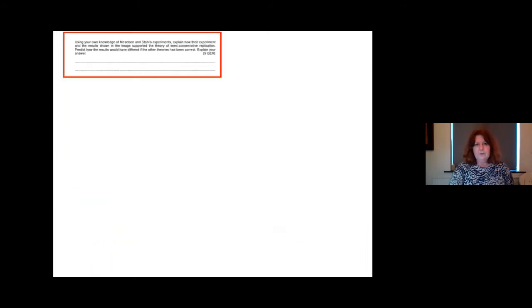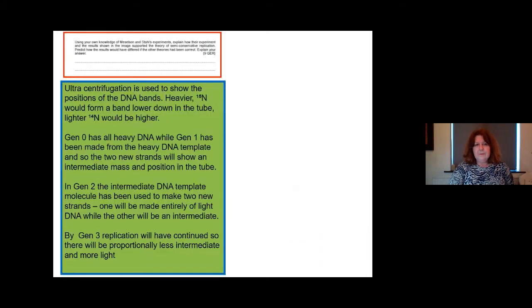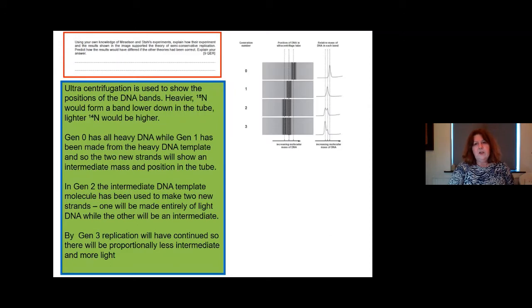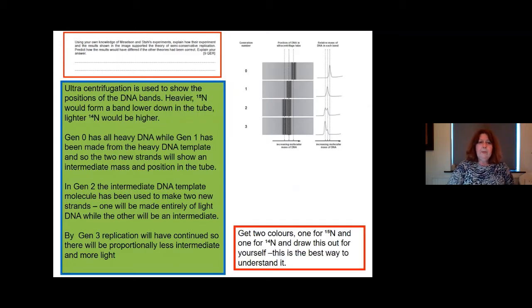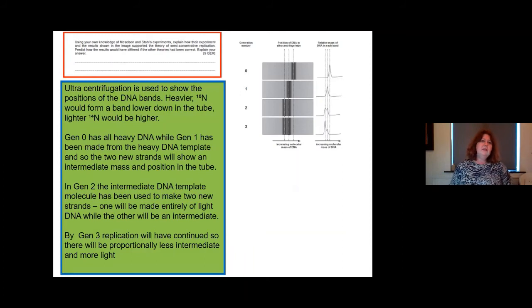Okay, so moving on from that, what we can see here is, just get rid of that a second. So you've got to put your information in there. You have to actually put the detail down, because it's saying your own knowledge. So roll your knowledge out this time: heavier nitrogen would form a band lower down, lighter nitrogen would form a band higher. Okay, it's really important for you to do that.